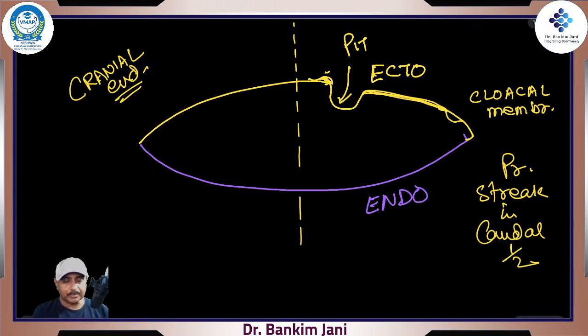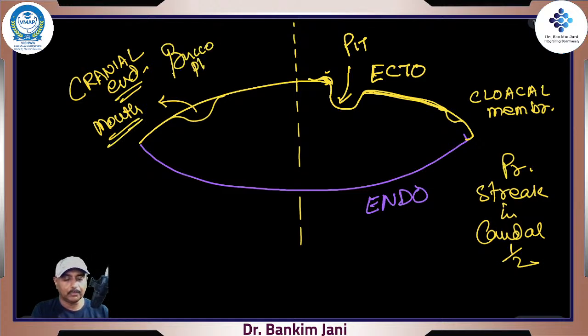So here comes now the first one over here. This is the buccopharyngeal membrane. So that is the opening of the mouth. So mouth would be formed over here. So that's the mouth opening, which is called as the buccopharyngeal membrane. Right? Buccopharyngeal membrane.